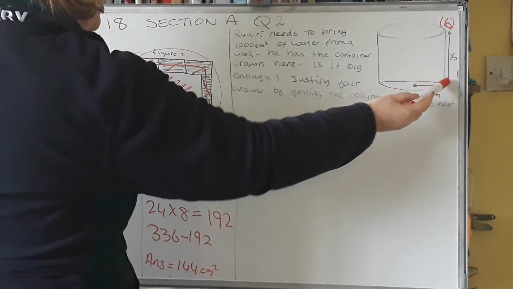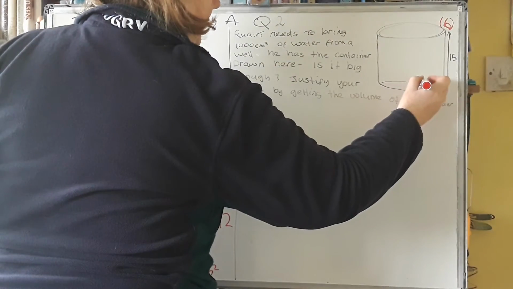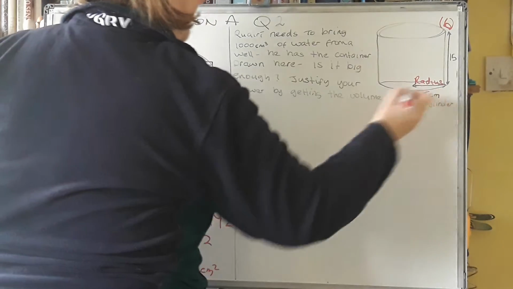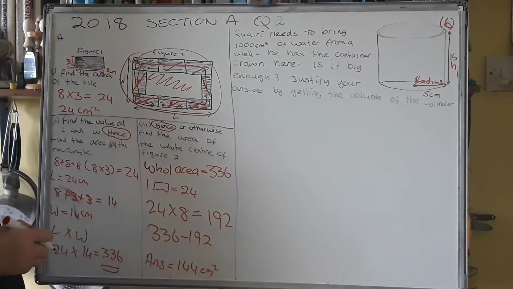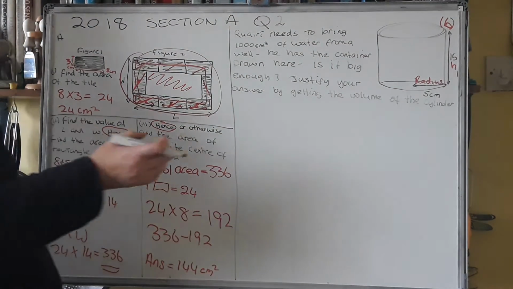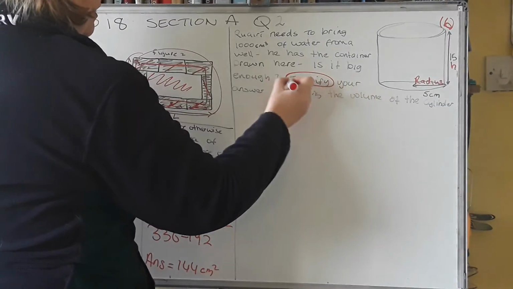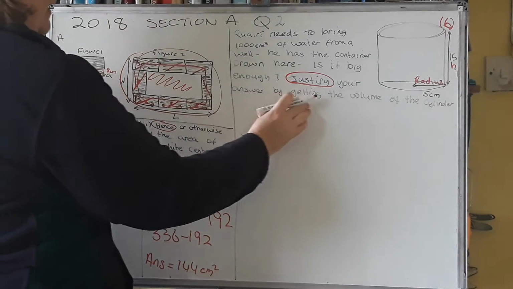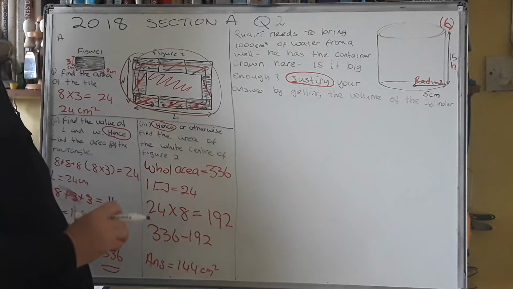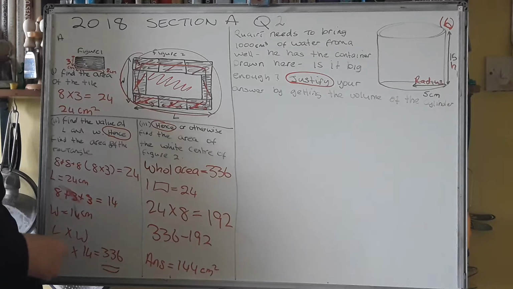So from the centre out, so that means the radius, okay, that's the radius, is 5 centimetres, and the height of it, that's the height, is 15 centimetres. Now all you need to do, and it tells you, is it big enough? So you have to figure out if it's big enough, and it tells you justify. Okay, that means do this to work out your answer by getting the volume of the cylinder. So to get the volume of the cylinder, you want the formula for the volume.